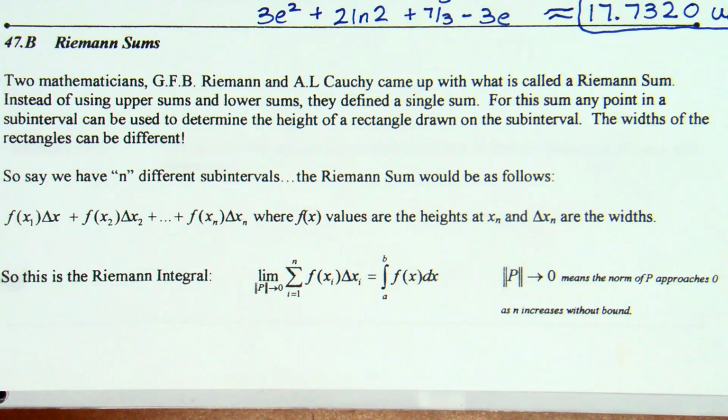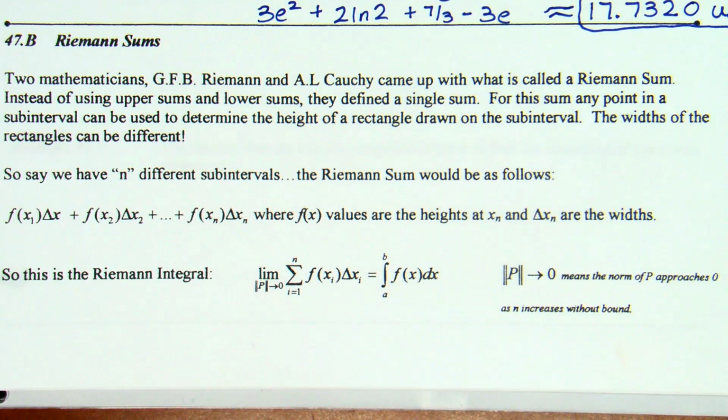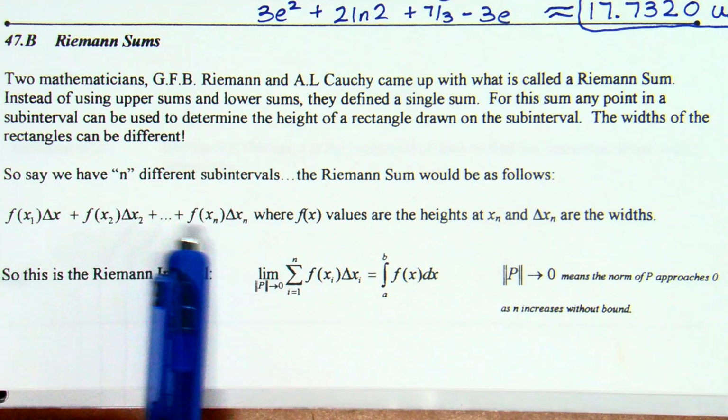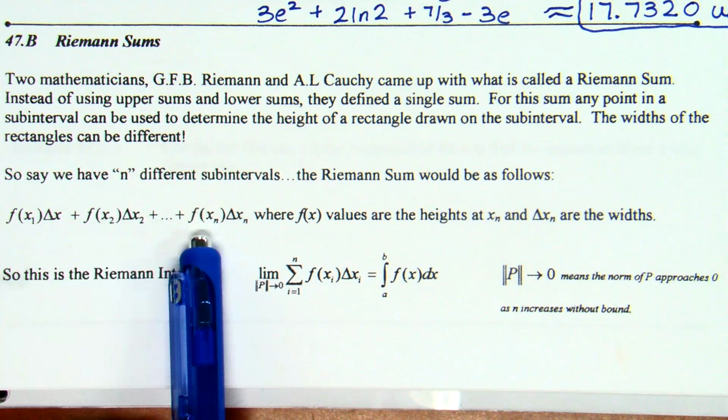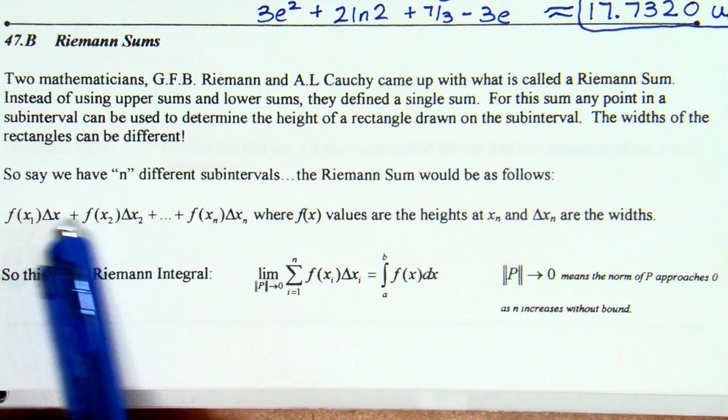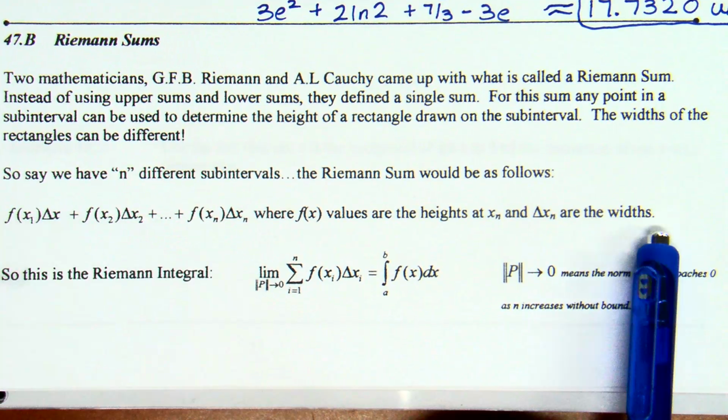And keep in mind, this is what we were doing where we had delta x. We did delta x, which was the width of the interval, and then times all the heights added up, which was always the f of x. So f of x1, f of x2, all the way up to n. That's what it's saying here. That's where we normally factor out the delta x, and then times all the heights added, where the f of x values are the heights at x sub n, and delta x sub n are the widths.